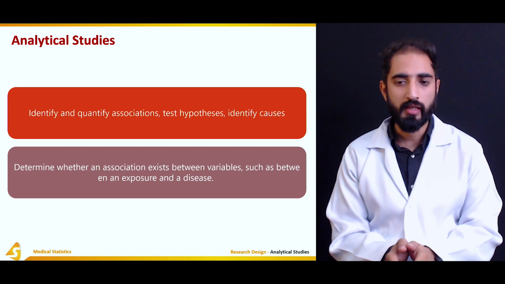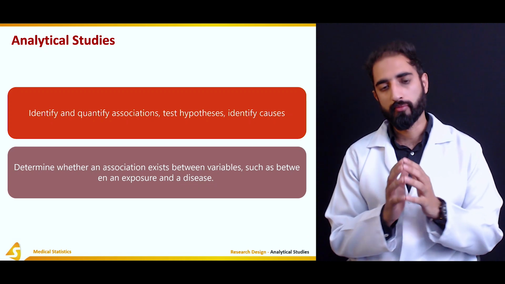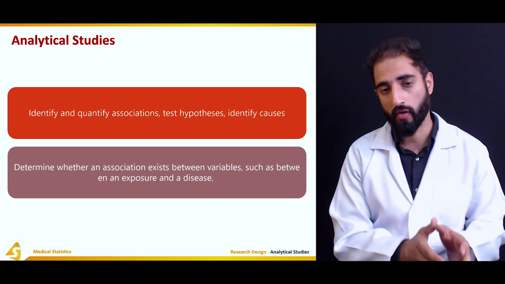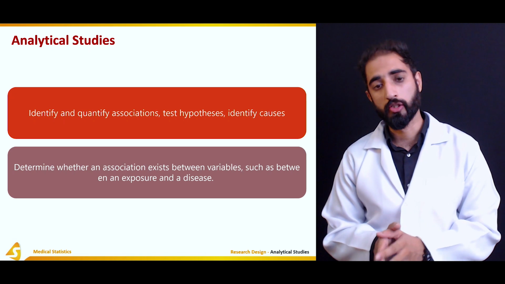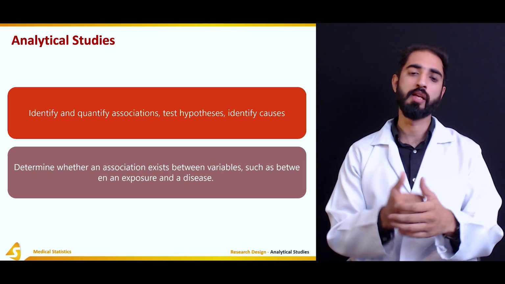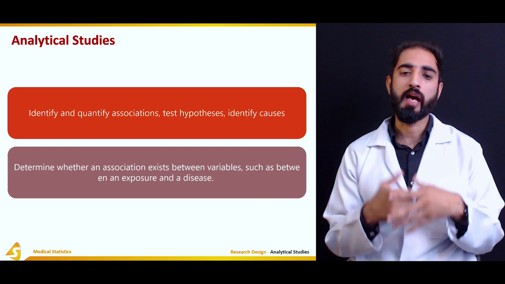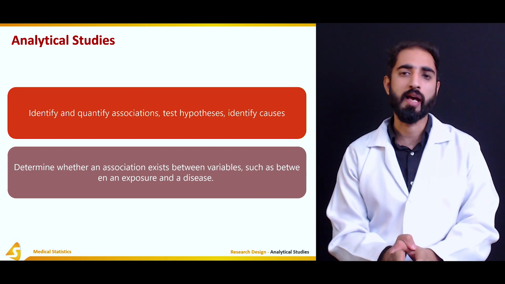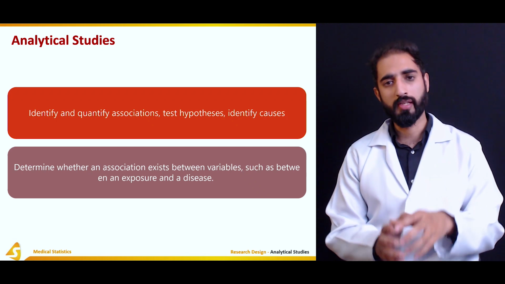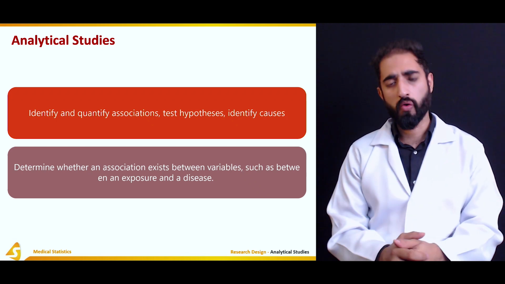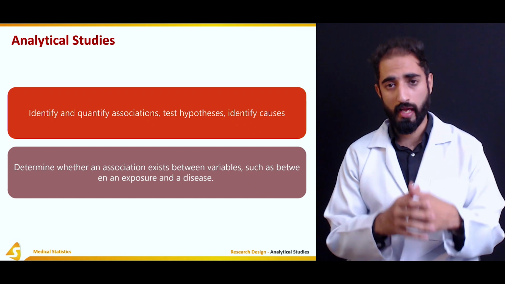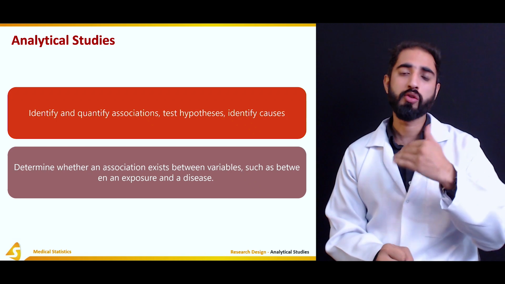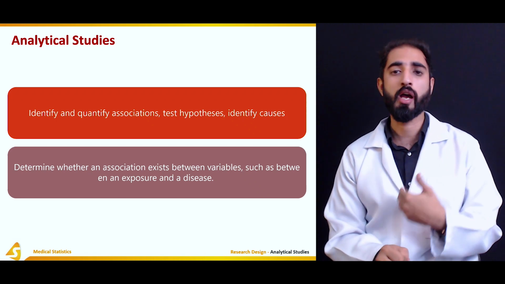Analytical studies are actually a sub-branch of observational studies. Observational studies consist of analytical studies and descriptive studies. Analytical studies are one of them, and these studies identify and quantify associations, test hypotheses, and identify causes. So there are a lot of quantitative results given in these types of studies, and you can also use them to test different types of hypotheses.